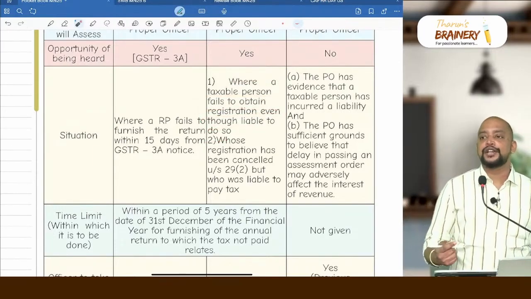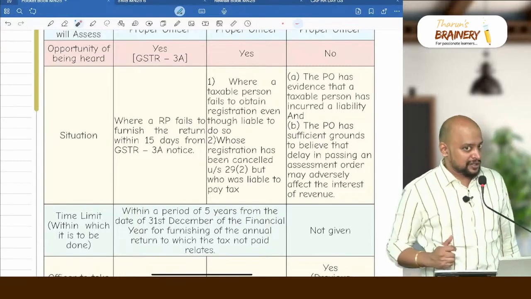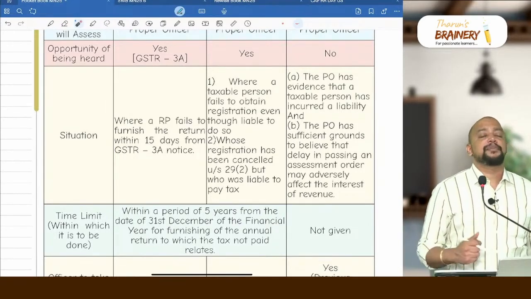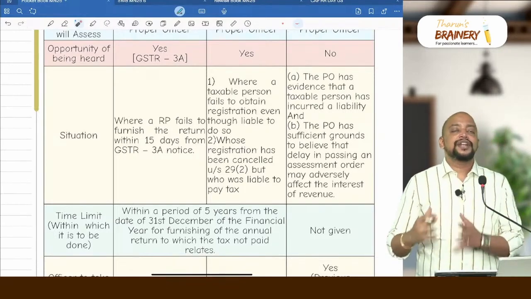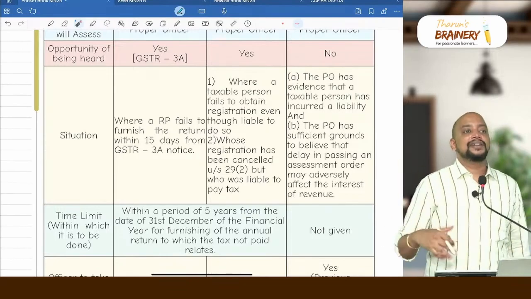What is that liability that he needs to pay? He needs to pay the ITC with respect to inputs as such held in stock, inputs in WIP held in stock, inputs in FG held in stock, and even on capital goods: ITC divided by 60 months into balance life. So whenever we cancel our registration, we need to reverse the ITC on closing stock. So that we need to pay.